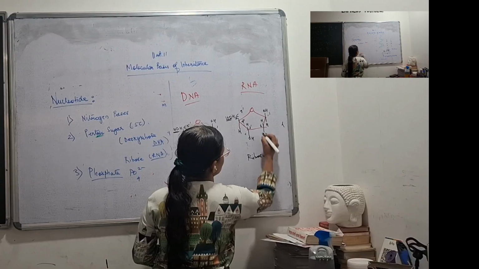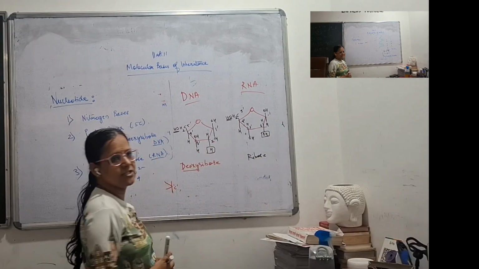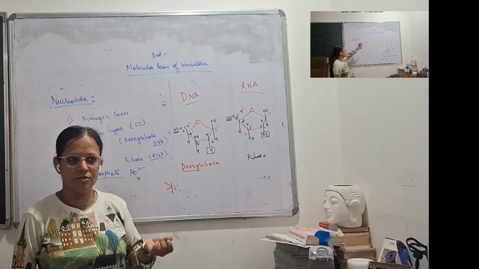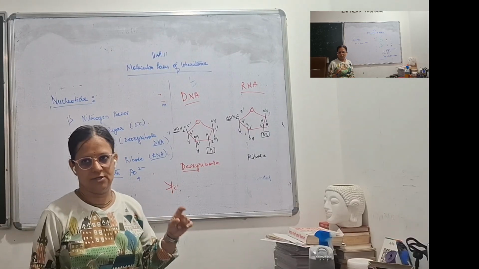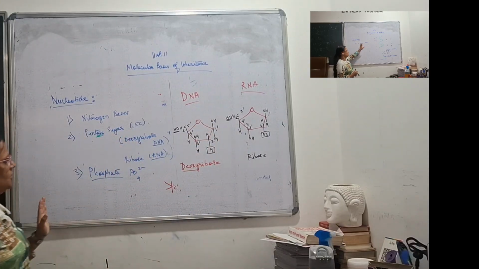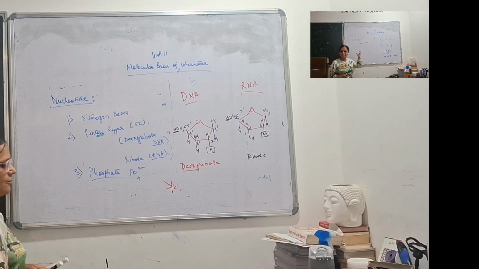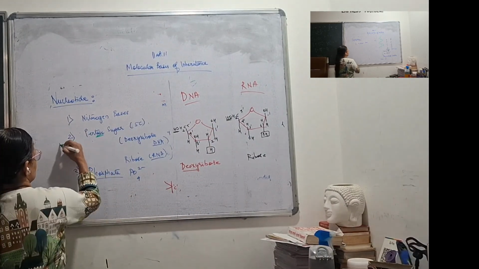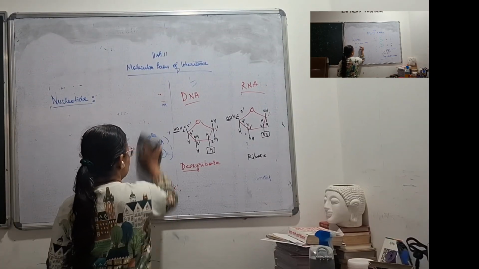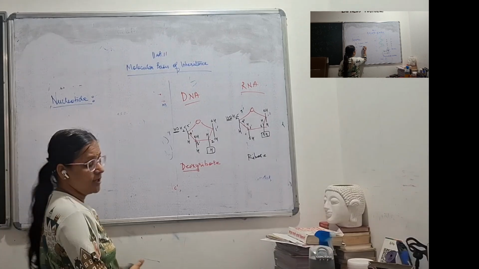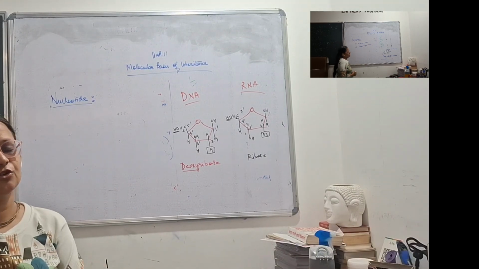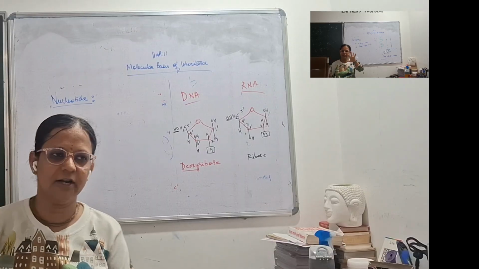Now, you will see that at carbon number 2, OH is present. But here it is absent. Oxygen atom is not there. So, deoxy. Right? That's the only difference between ribose sugar and deoxyribose sugar. So, we have finished with sugars. Phosphate is an inorganic molecule. Understand this, that in nucleotide, phosphate is inorganic, but nitrogen bases are organic. Sugar is also, you can say, inorganic, right?